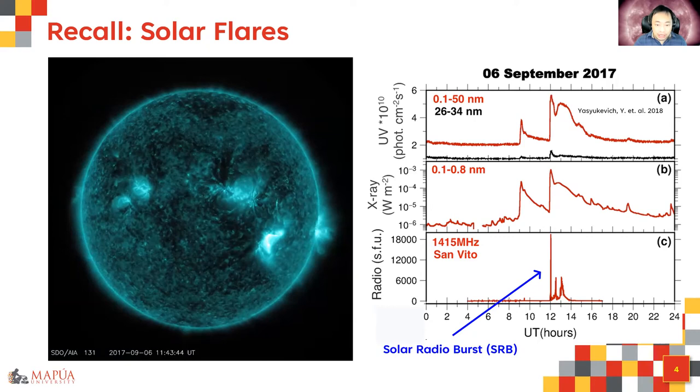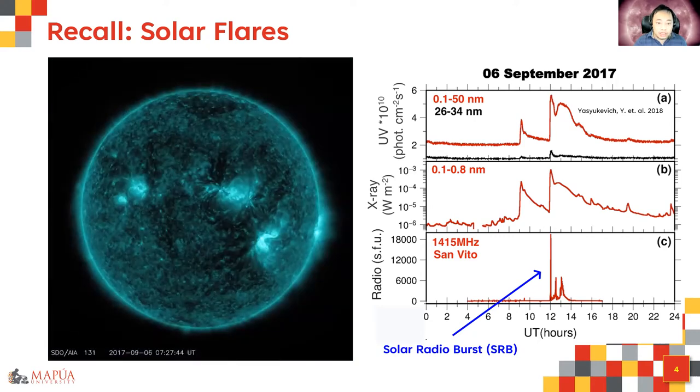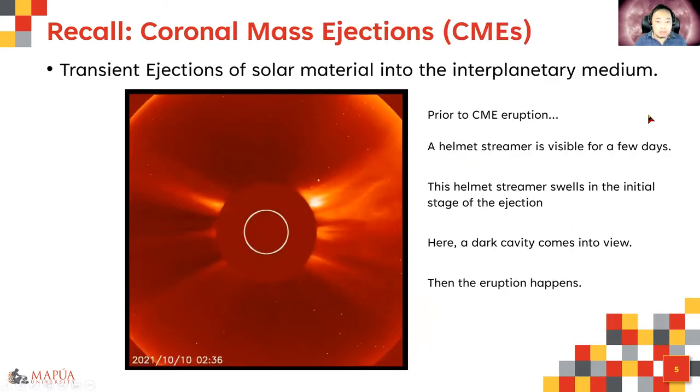So aside from solar flares, coronal mass ejections are another example of a transient activity coming from the solar corona. So basically, coronal mass ejection, as the name suggests, is ejections of solar material from the corona to the interplanetary medium. Of course, it starts with the CME eruption that happens at the surface. It can be associated in different forms.